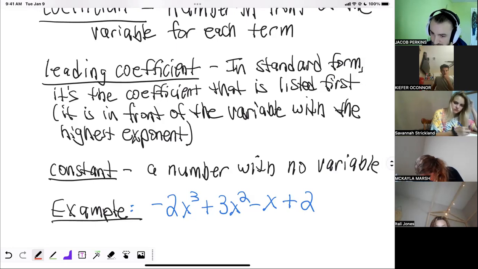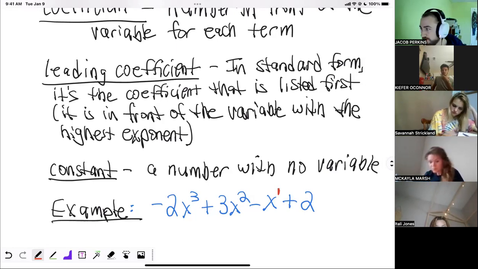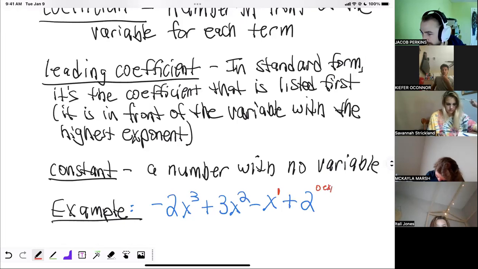By the way, this exponent here, I'm putting it in red because we don't write it. That's a 1 exponent, right? And then this would be a 0 exponent. There's no exponent. We call it 0 exponent. I'll show you why in a few minutes. But it's in standard form. So this is my leading coefficient.